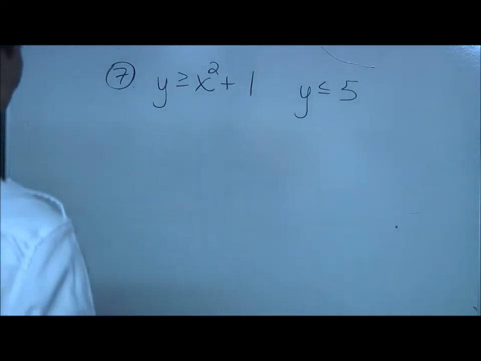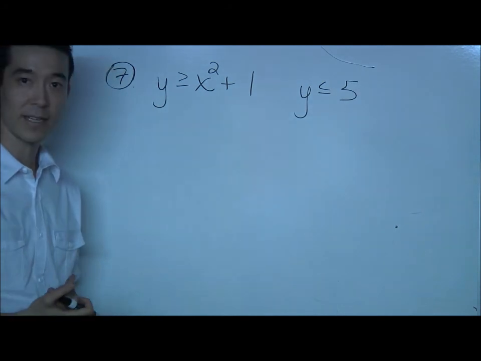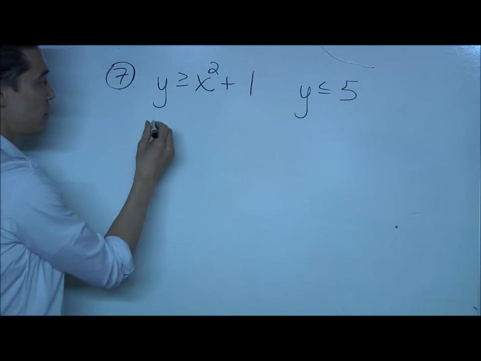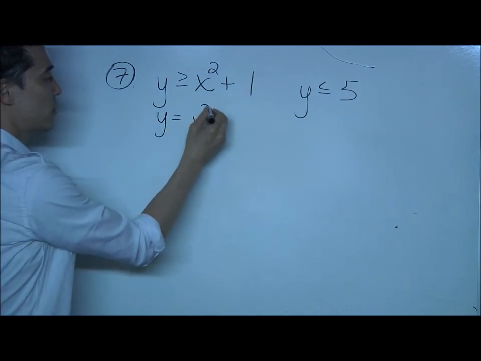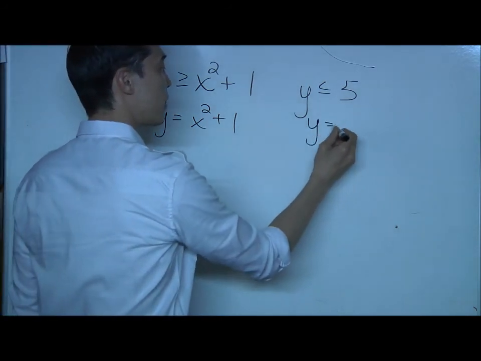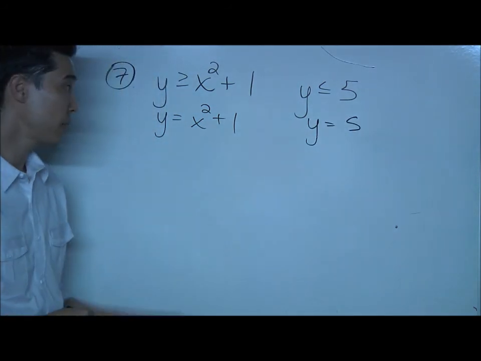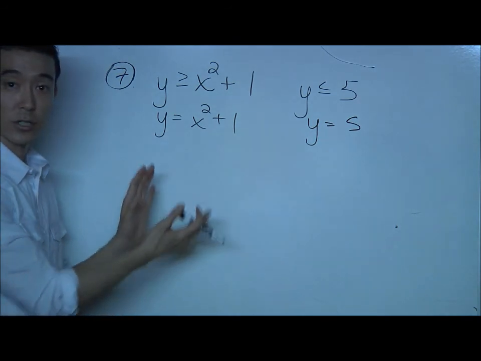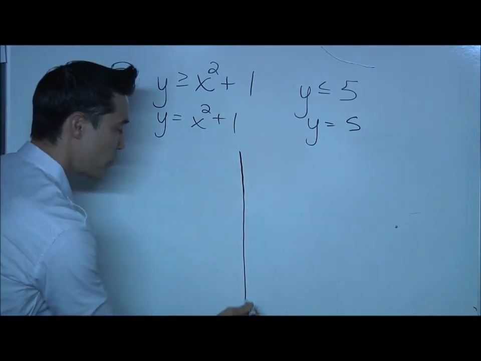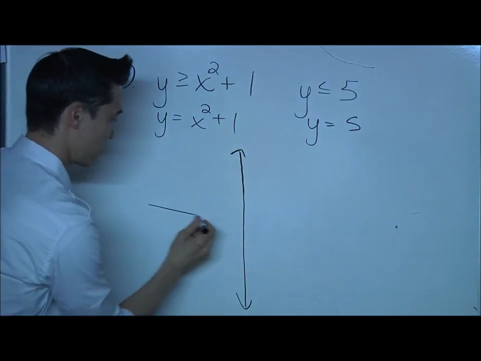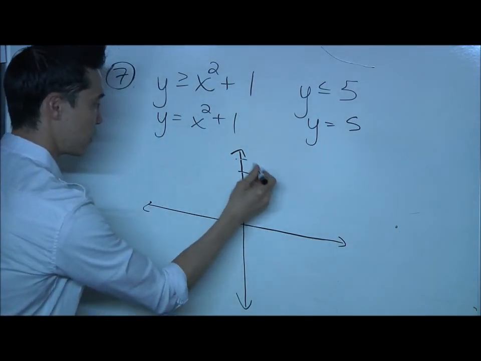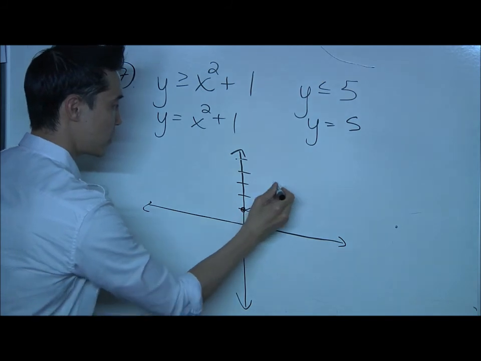Okay, on number 7, we have to graph these inequalities, all right? So you really need to know what each of these looked like without the inequality symbol first. So if I look at y equals x squared plus 1, I need to know what the graph of that looks like. And if I looked at just y equals 5, I need to know what the graph of that looks like, okay? Y equals x squared plus 1 is just your standard parabola, and it's up one spot, okay? So I'm going to do a quick graph of that. So we're up one spot. So 0, 1. And here's my parabola.